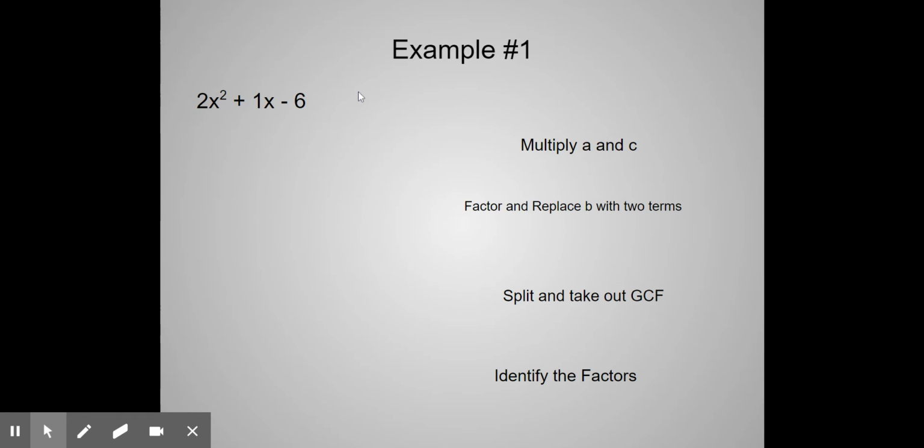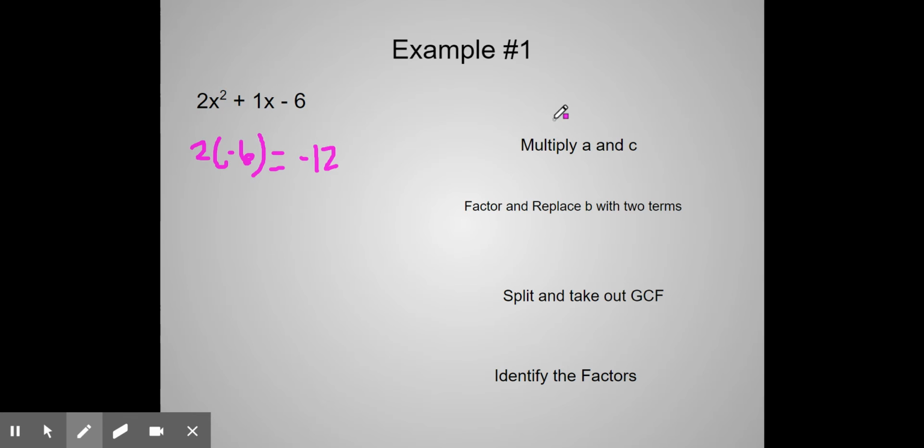So here's our first example. Okay. So the first thing I want you to do is identify A is not equal to 1. So in the past, we've just done 1x squared or just x squared, and we've gone through this process. So let's go ahead and do our first step here, which is multiply A and C. So we're going to multiply 2 times negative 6, and we're going to get negative 12.